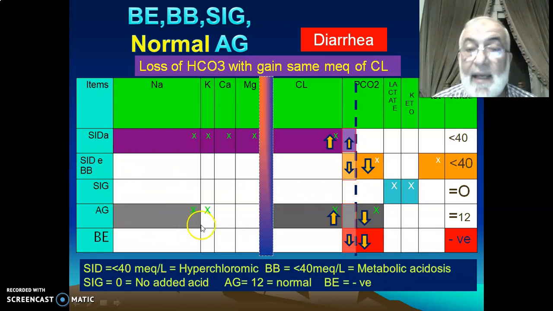When we come to the anion gap, we have mentioned that there is loss of bicarbonate with gain of chloride with the same milliequivalents. So this is a loss of 10, gain of 10. So the anion gap will be the same. So no change in the anion gap. It will be normal. Here there is loss of bicarbonate. So this is a base deficit. So in diarrhea, you will find this is a hyperchloremic metabolic acidosis with normal anion gap and base deficit.